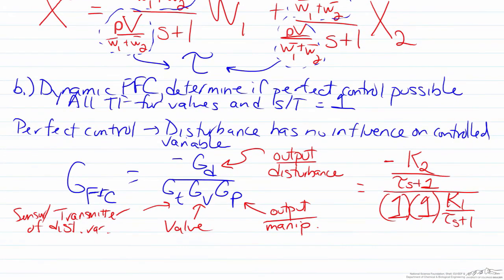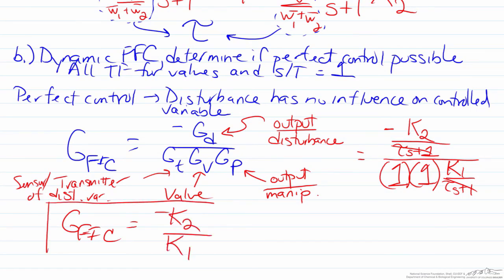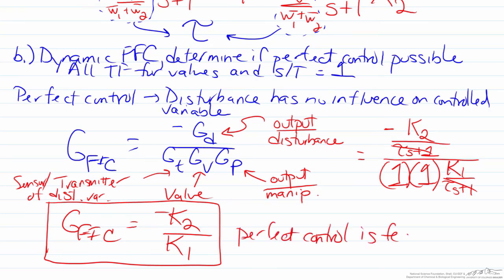So in our case here, the tau s plus 1's cancel. And we're left with a feed-forward controller, which is just a gain here, a 0th order transfer function of negative k2 over k1. So based on our analysis, since k2 and k1 are both positive values, what this means is that here perfect control is feasible. Why? Because this transfer function is feasible.